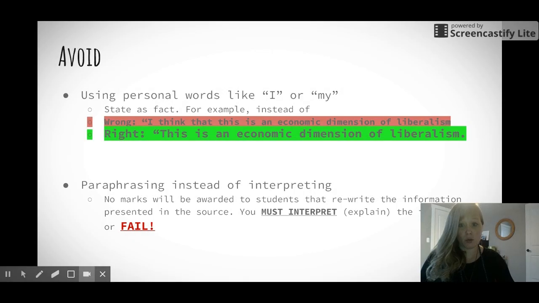Okay, so here is what you want to avoid in a source interpretation. You do not want to use personal language or personal words. That means you can't use I, my, your, me, we, our, and more. So think of it this way. It's wrong if you say, I think that this is an economic dimension of liberalism. Instead, state it as a fact. This is an economic dimension of liberalism. Also, you do not want to paraphrase the sources instead of interpreting. No marks will be awarded to students that rewrite the information in the source. You must interpret and explain what's going on, or you will fail.